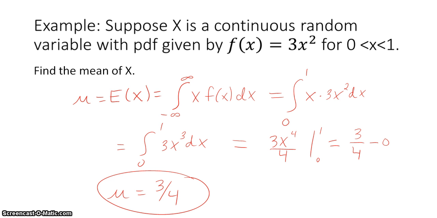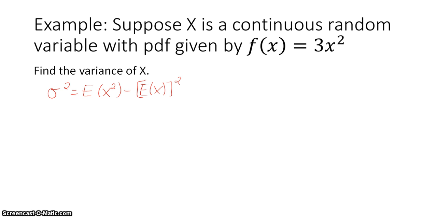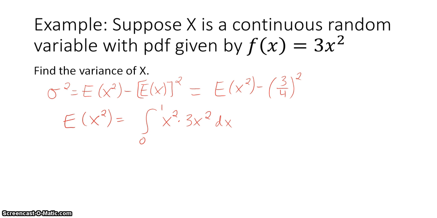Now let's take the same continuous random variable and find the variance. We're going to use the formula. The variance, sigma squared, is equal to the expected value of x squared minus the mean squared. We just found that the mean was 3/4, so this is the expected value of x squared minus 3/4 squared. So we need to find the expected value of x squared, which we find by integrating over the support from 0 to 1, x squared times 3x squared dx.